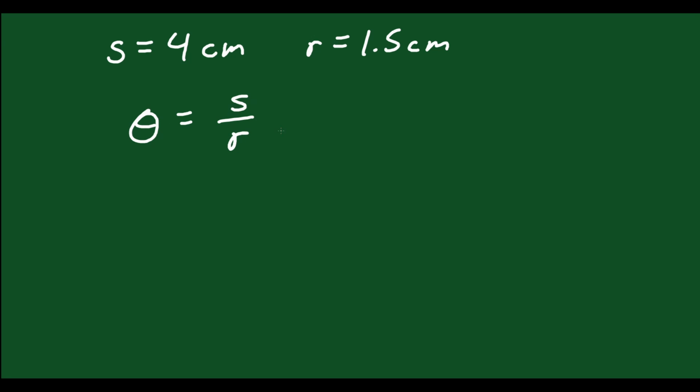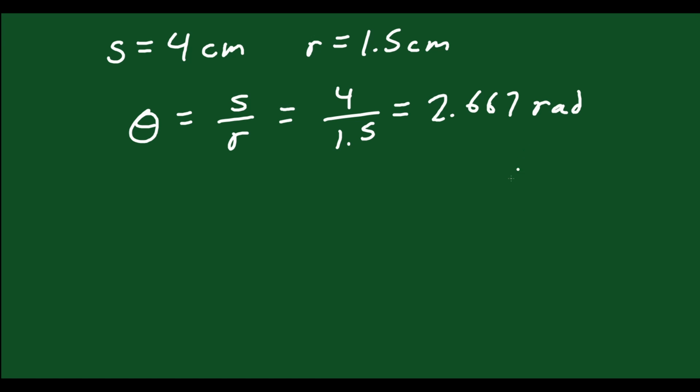Okay, let's do another one. Let's say you're told the arc length is 4 centimeters and the radius is 1.5 centimeters, and you're told find theta. What's the angle? Well, you would just isolate for theta. Theta equals s over r, so 4 over 1.5. And that's going to be about 2.667, and that's in radians.